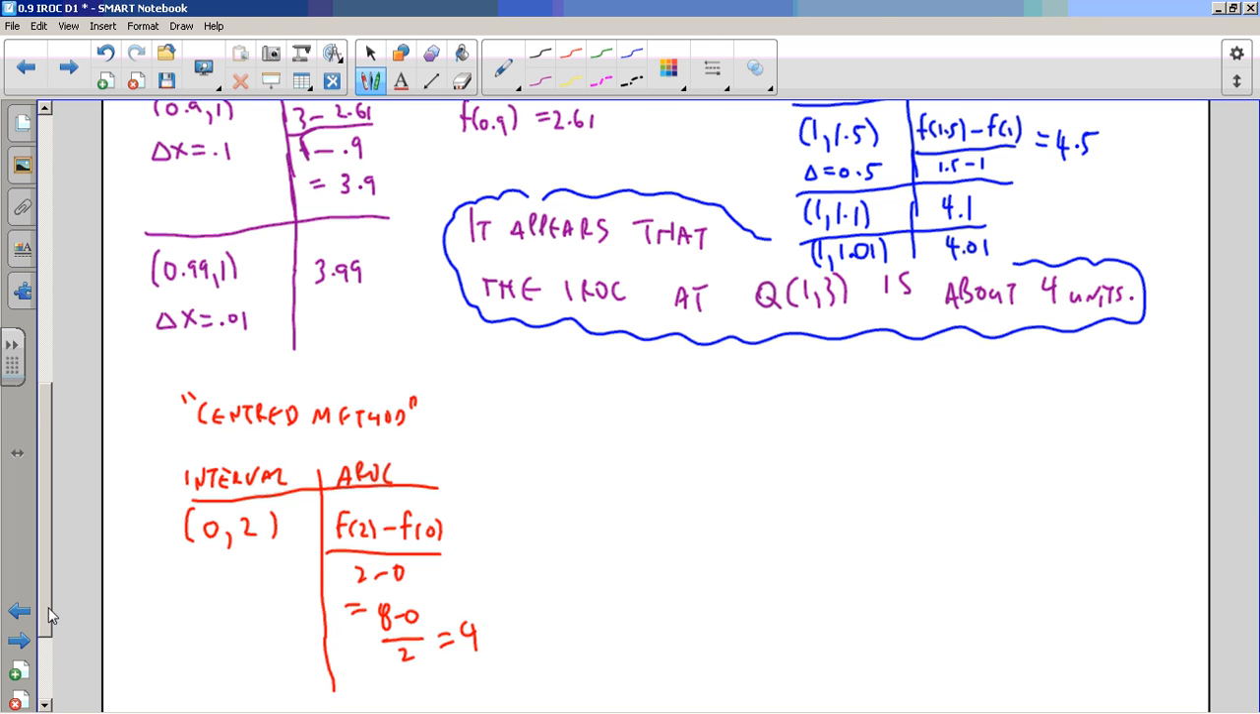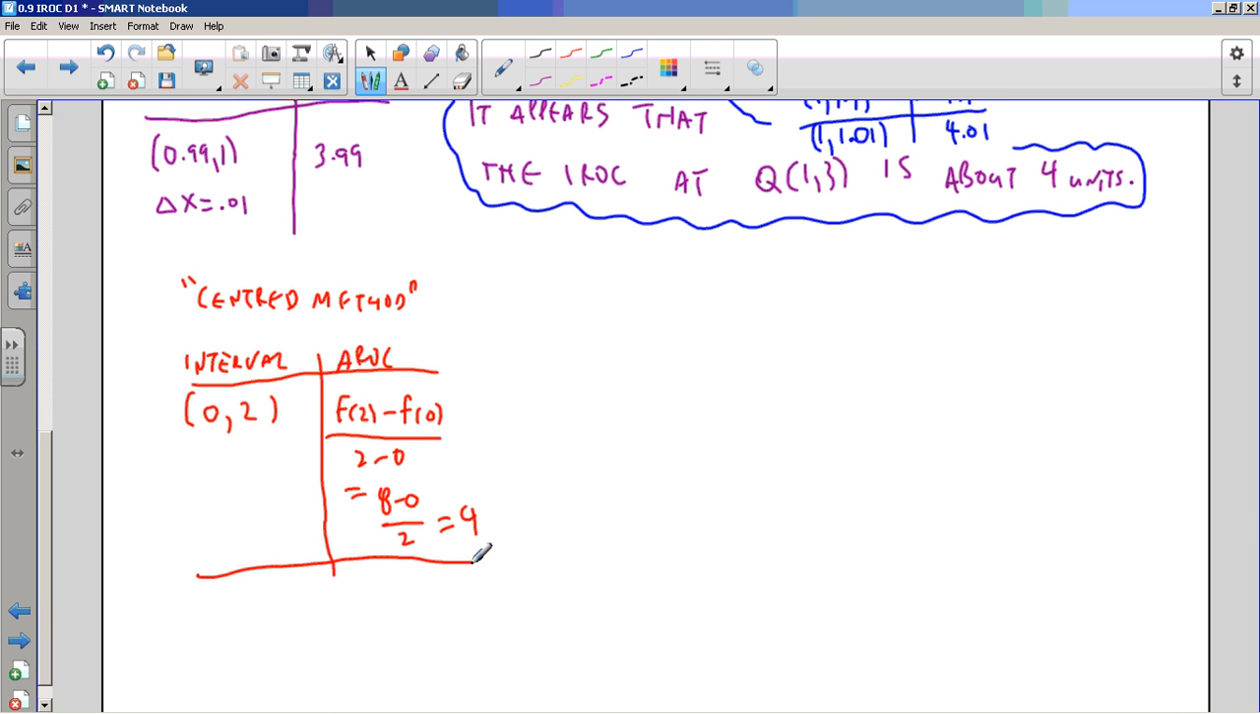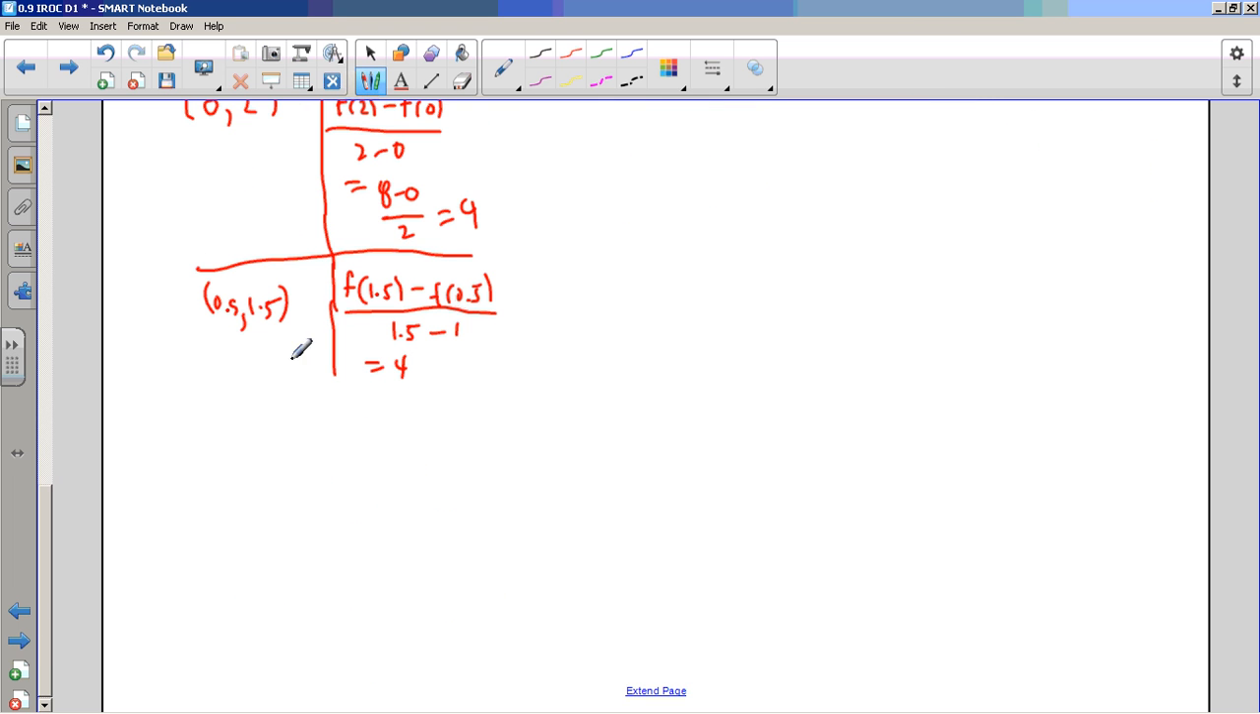This one does, at least. And in fact, we can't get any better than perfect. Even if I shrink my interval, what would be the next interval when we pinch closer to Q? Remember, Q's got to be right in the middle. What would be closer? Well, I could have 0.5 to 1.5. And in fact, what's weird about this one, you bash that into your calculator, and you still get 4. And by the way, this is just coincidence. It's not always perfect, the centered method.